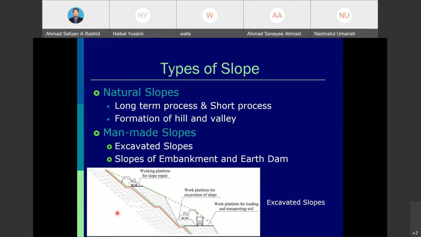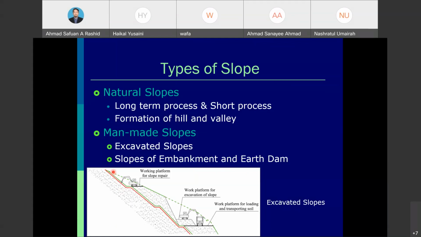When we disturb the natural slope, we consider it a man-made slope. For example, we do excavations on the slopes because we want to build, for example, roads. So in that sense, we may consider it a man-made slope. So this is an example.